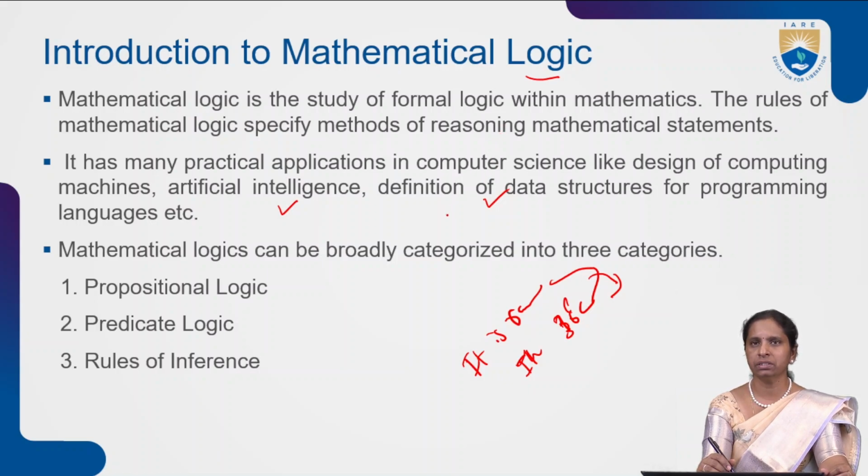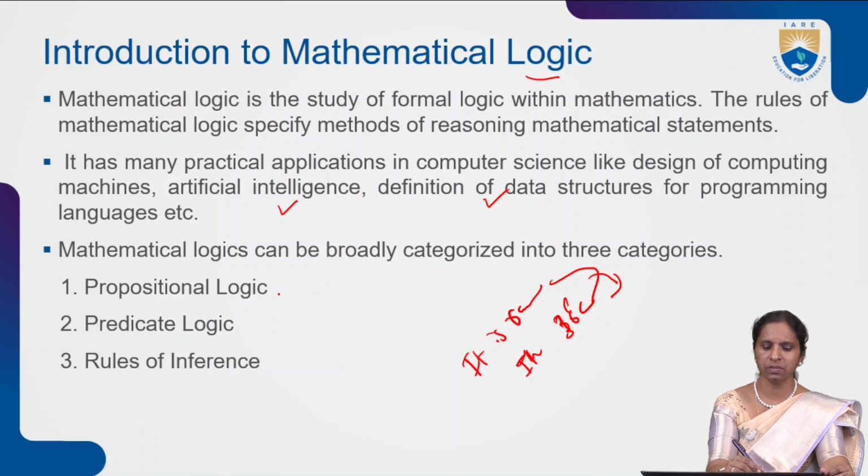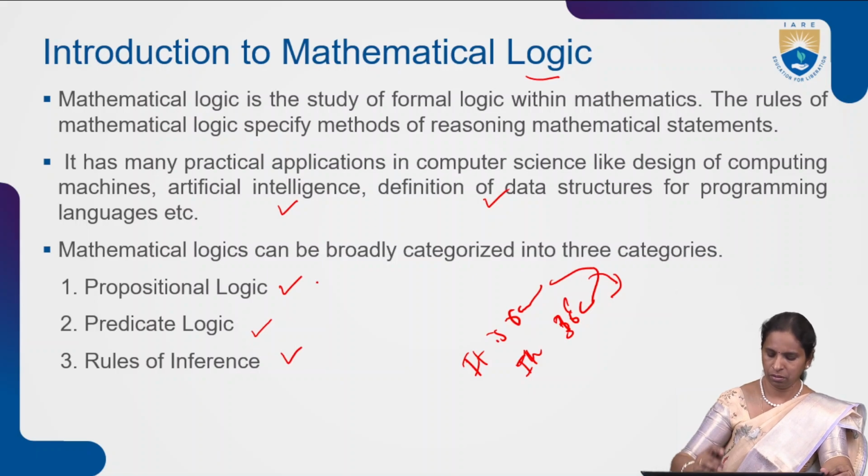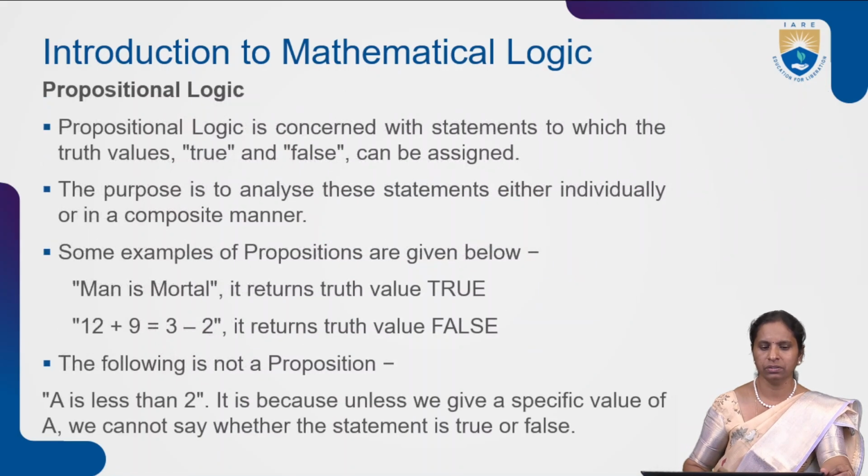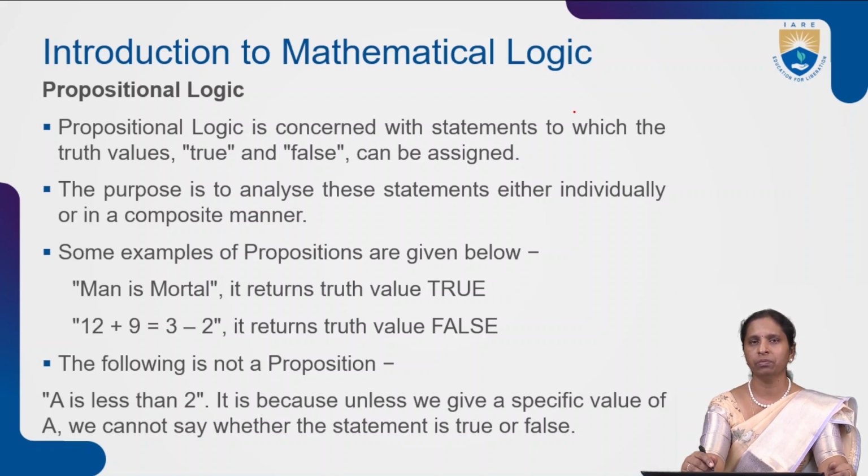This mathematical logic can be broadly categorized into 3 categories. What are they? One is propositional logic, another is predicate logic, and the last one is rules of inference. Now, what is propositional logic? Propositional logic considers statements to which a truth value, either true or false, can be assigned.